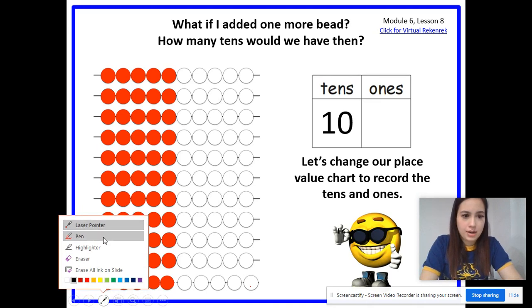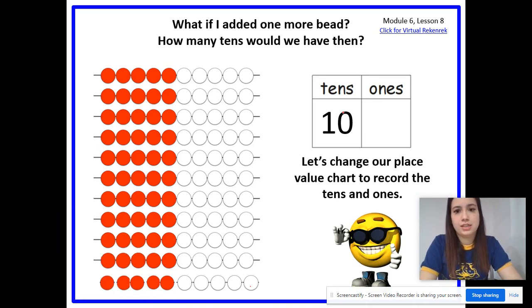So right here, I would need to change this and write what number, boys and girls? Yes, 11 tens. So it would be 11 tens. And how many ones, boys and girls? Yes, 0 ones. And 11 tens and 0 ones is the same as what number, boys and girls? Yes, 110.